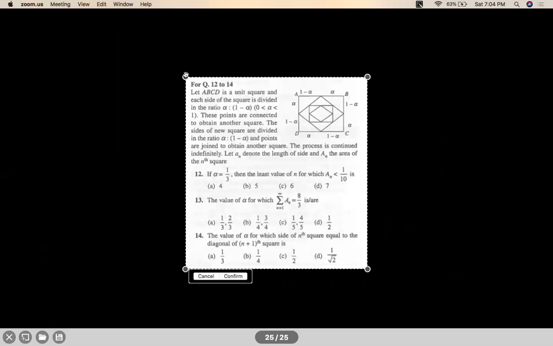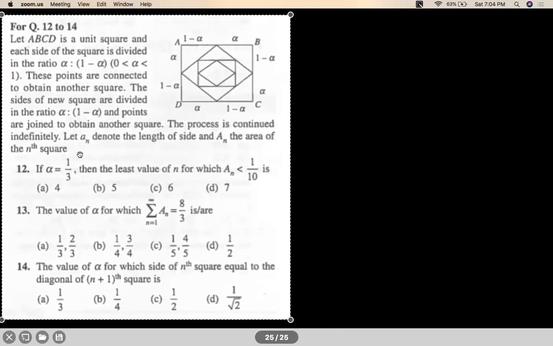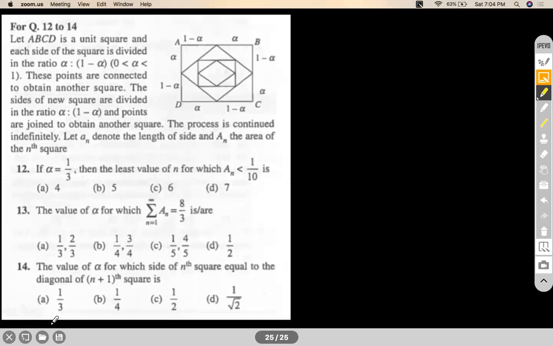All right, let's take this question. This is a passage-based question which has got three subparts into it. Read the question first of all of you carefully.